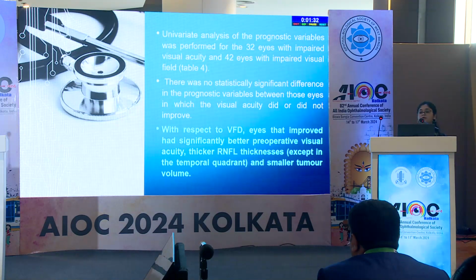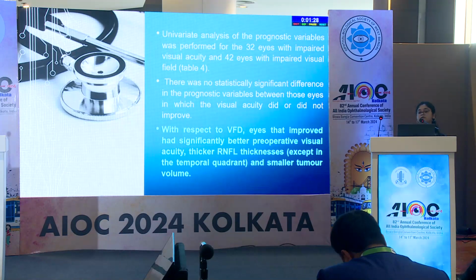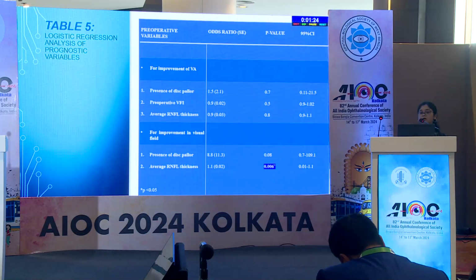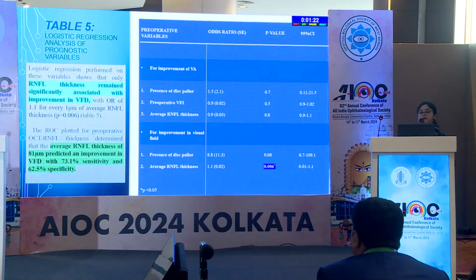It is seen that with respect to visual field defect, eyes that improved had significantly better preoperative visual acuity, thicker RNFL, and smaller tumor volumes. Table 5 shows a logistic regression analysis of prognostic variables, which shows that RNFL thickness remains significantly associated with improvement in visual field defect. The average RNFL thickness of 81 micrometers predicted an improvement in visual field defect with 73.1% sensitivity and 62.5% specificity.